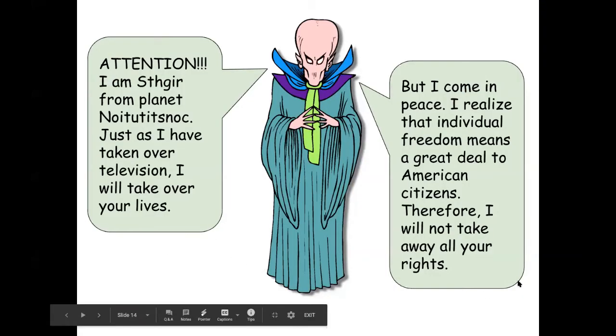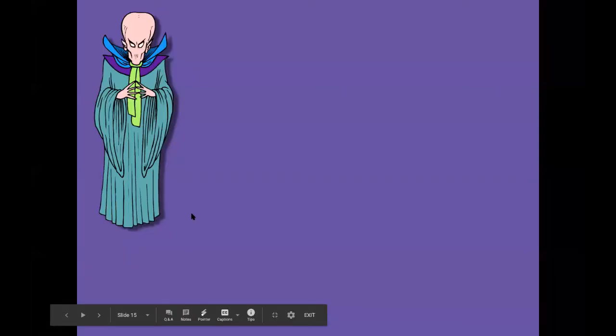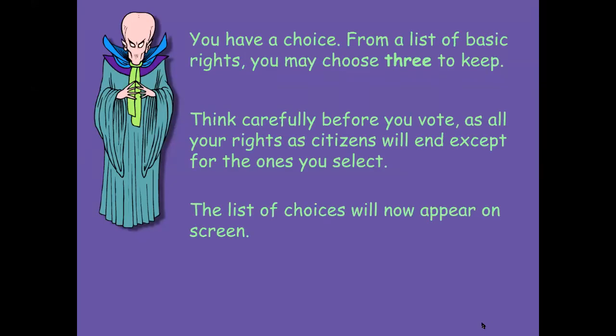"Attention, I am Sithgar from the planet Nortu Tiznok. Just as I've taken over television, I will take over your lives. But I come in peace. I've realized that individual freedom means a great deal to citizens. Therefore, I will not take away all of your rights. You have a choice. From a list of basic rights, you may choose 3 to keep. Think really carefully before you vote, as all your rights as citizens will end except for those that you choose. The list of choices will now appear on the screen."